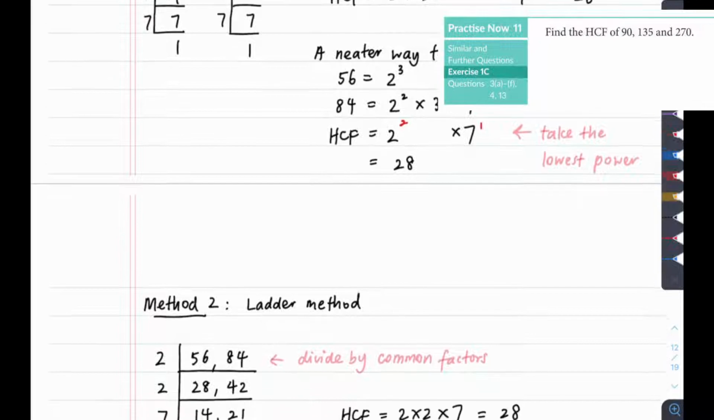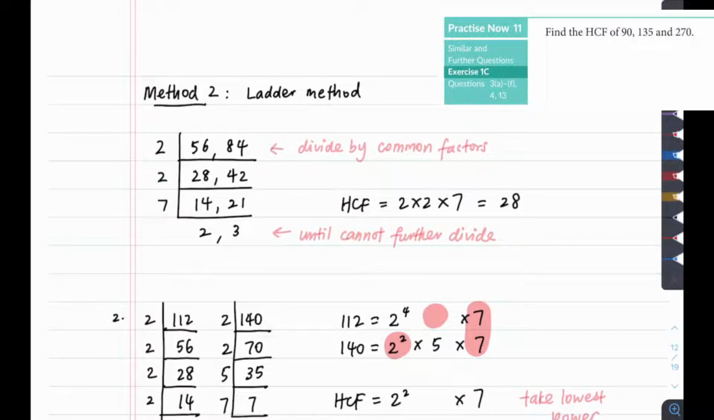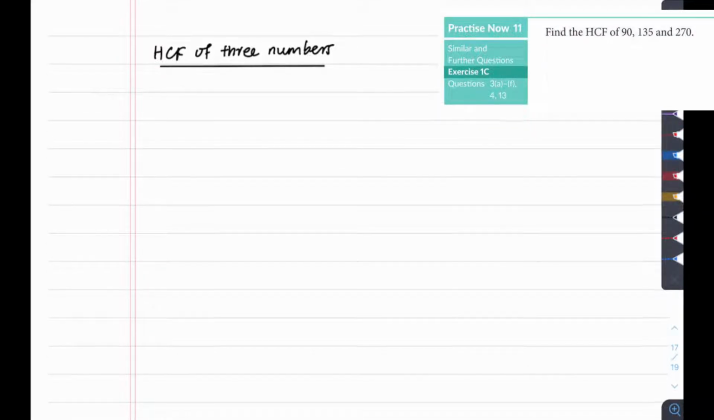Okay, and the second method is to look at the ladder method, where we divide both these numbers together until we cannot further divide these numbers. So today we are going to look at the HCF of three numbers.